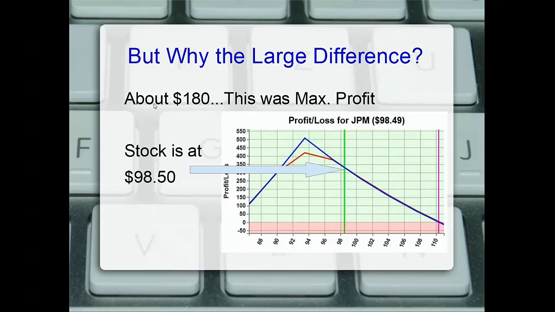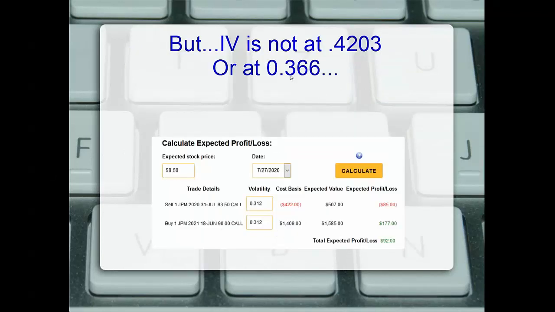Okay, why is the difference still large? Well, another reason is not only the implied volatility. 4 to 5 days after the earnings, it was at 0.366. Earlier this morning, it dropped down to 0.312. Okay, so that also changed the factor. But look at the difference. You'd say, wait, well, it's still showing a value of 1585. The stock today was trading at 98.50.